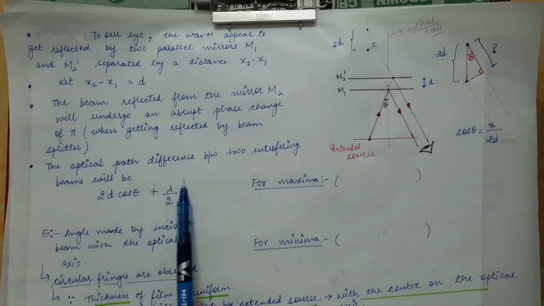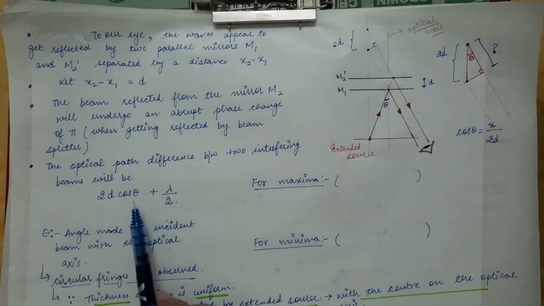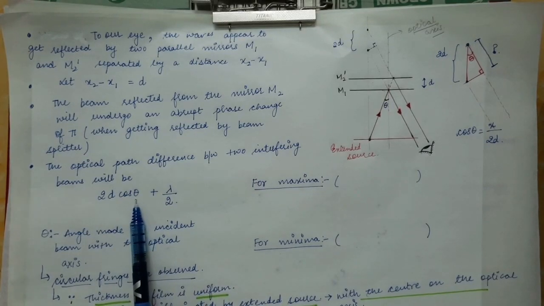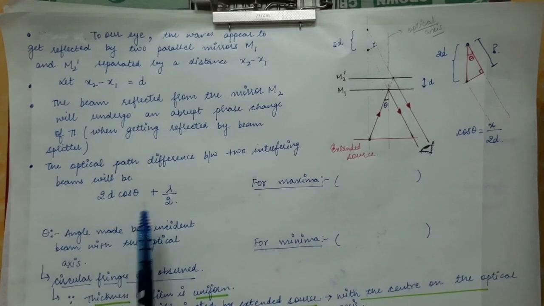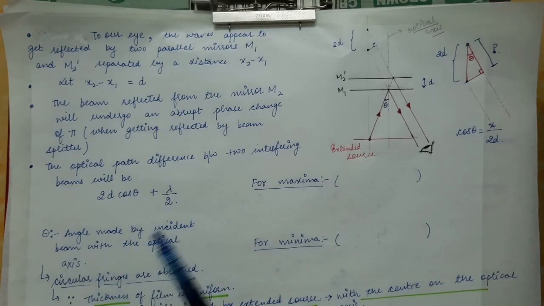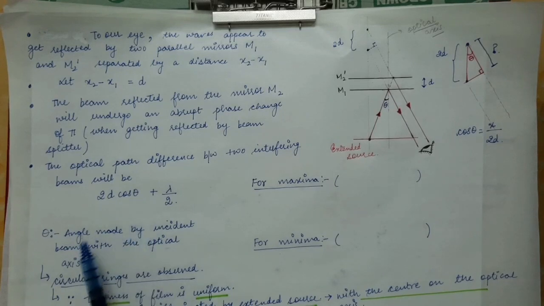So this is the optical path difference between the two interfering rays, and the optical path difference will change with the angle of incidence. So if the angle of incidence is 0 or if it is equal to 45 degrees, the path difference will change, and hence the type of fringes will also change. At some point we will get bright fringes, and at some point we will get dark fringes. Now theta is the angle made by the incident beam with the optical axis, and hence circular fringes are observed in this case.